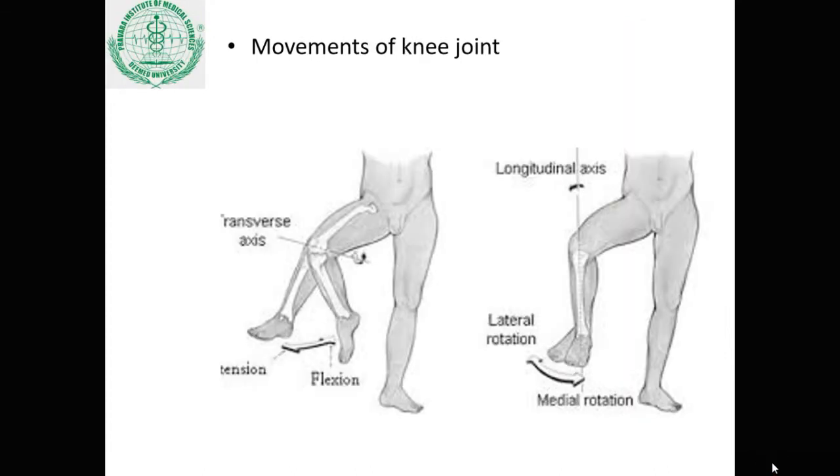Then moving on to the movements of the knee joint. Here you can see the flexion and the extension of the knee. This is the flexion, this is the extension, and around the longitudinal axis, the lateral and the medial rotation of the knee occurs. So this you have to do on your own.